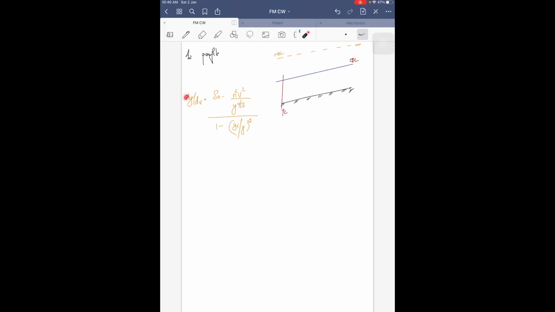Now in order to find out the characteristics of the surface profile, we shall use the equation (S0 minus n square v square by y raised to 4 by 3) by (1 minus (yc by y) the whole cube). This equation is the same as dy by dx is equal to (S0 minus Sf) by (1 minus Q square T by g A cube). This is the same equation. Now let us write the condition and we shall start finding out the characteristics of the surface profile.